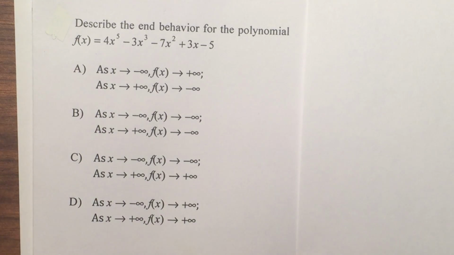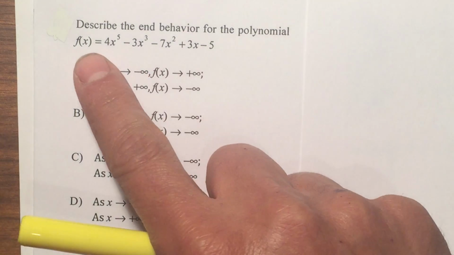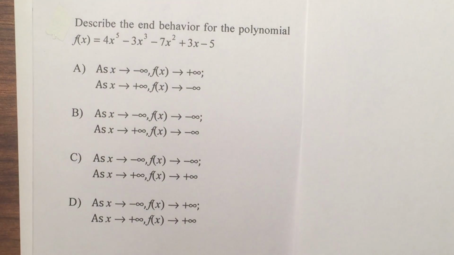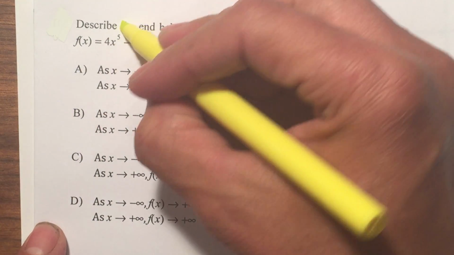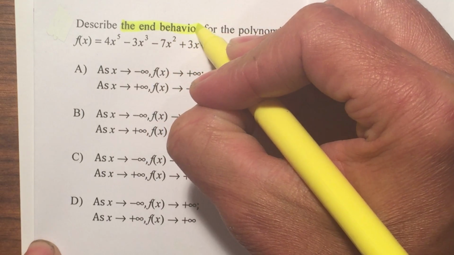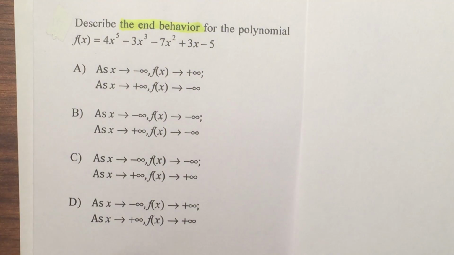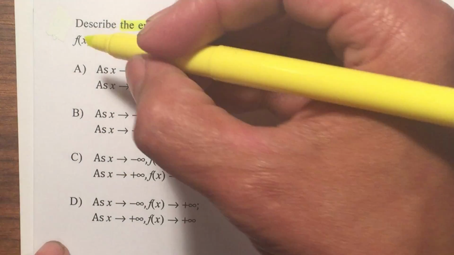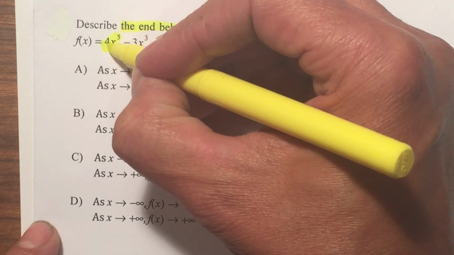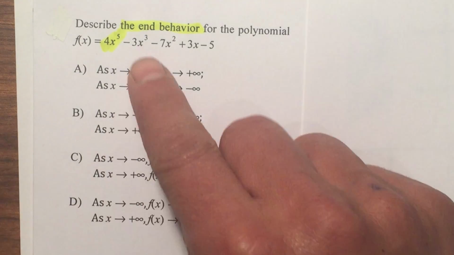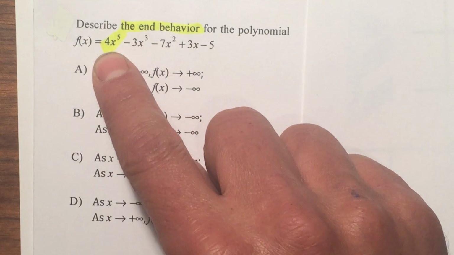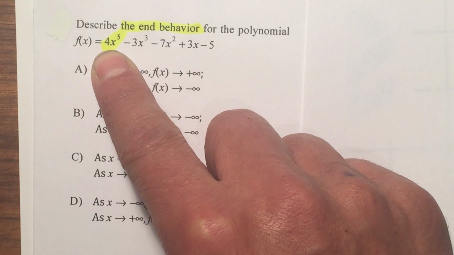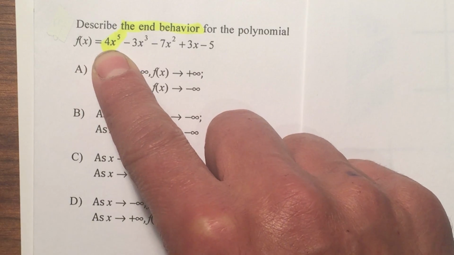Describe the end behavior for the polynomial, and they give you f of x. Now remember, the end behavior is how is it going to end on the right hand side and on the left hand side. And that is determined by your largest exponent. In this case, we have 4x to the fifth, so the degree of the polynomial is fifth power. But this term is going to determine the end behavior.